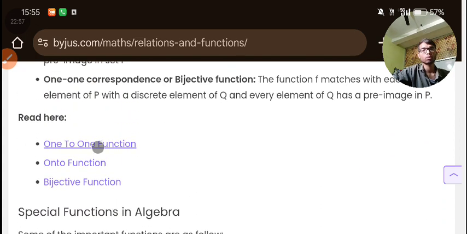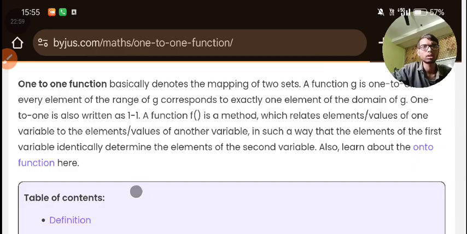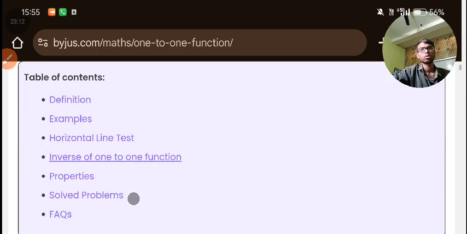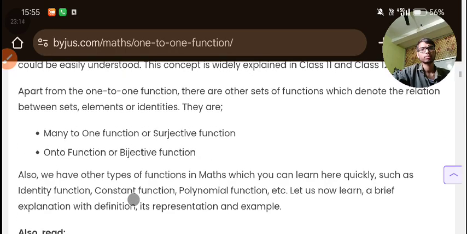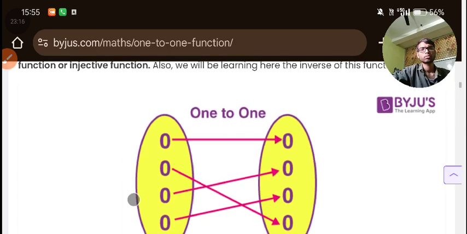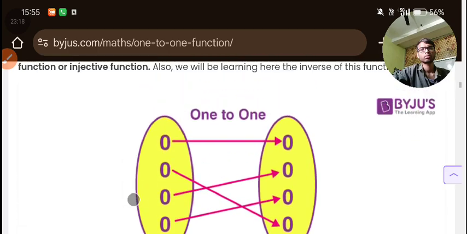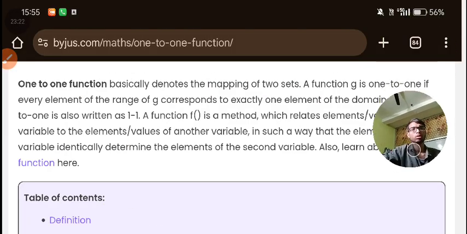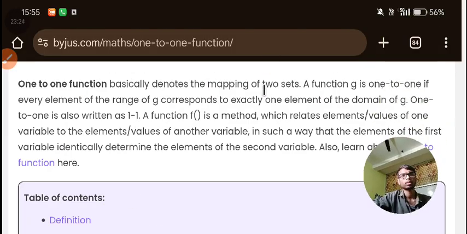First of all, let's explore this one-to-one function. One-to-one function basically denotes the mapping of two sets. A function G is... horizontal line test. One-to-one here basically denotes the mapping of two sets.